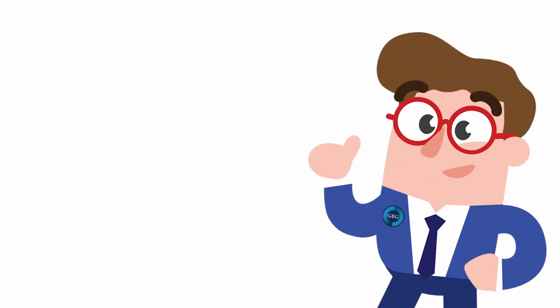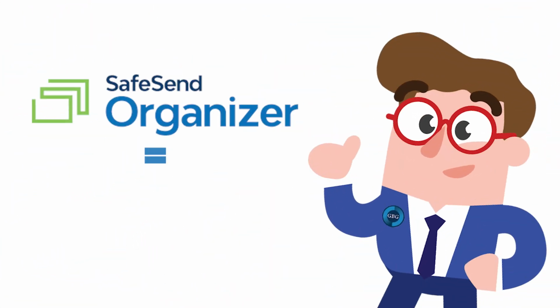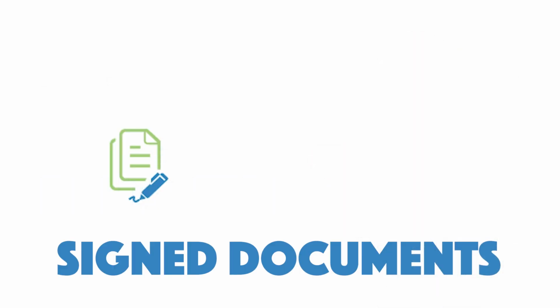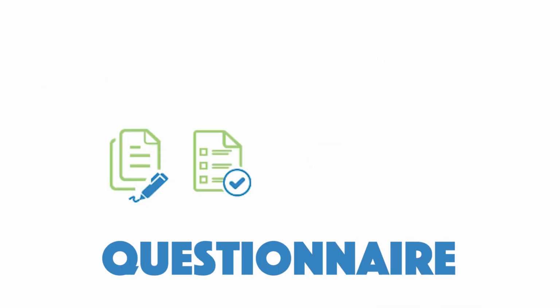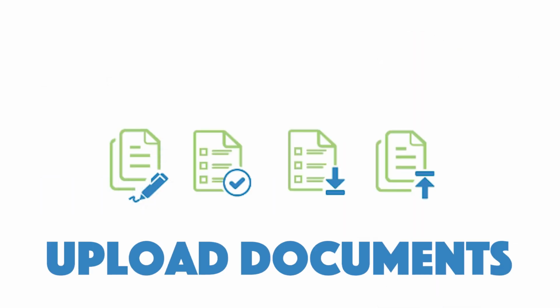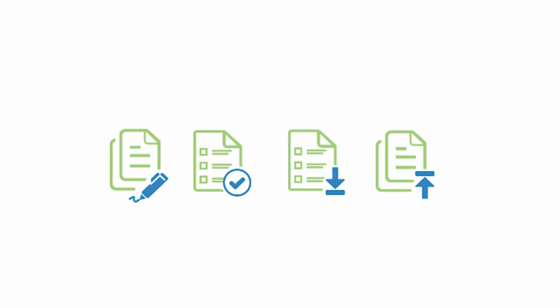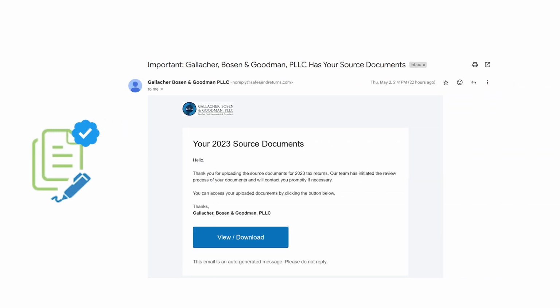As an important note to start, your electronic organizer includes 4 sections: signed documents, custom questionnaire, organizer, and upload documents. To fully complete the organizer, all 4 of these sections must be marked as finished. Each finish will be accompanied by an email confirmation. This is important because the whole organizer needs to be completed to prevent delays to your tax return.